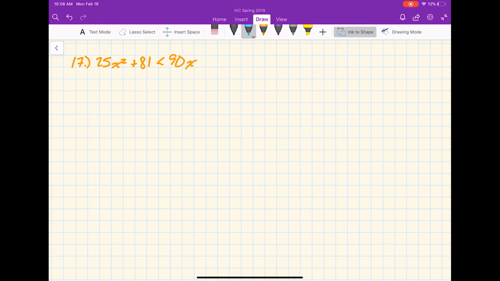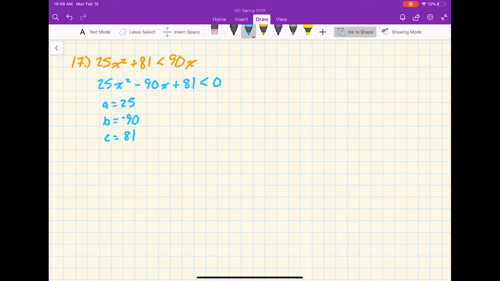All right, number 17 here. Again, just like last problem, we are going to have to move that 90x over. So we have 25x squared minus 90x here in the middle, just distributing that across, plus 81. And that, of course, is going to be less than 0 now that we've left nothing else on this side, so it's 0. So this makes it easy for us to see our ABC. So our A is 25, our B is negative 90, and our C is 81.